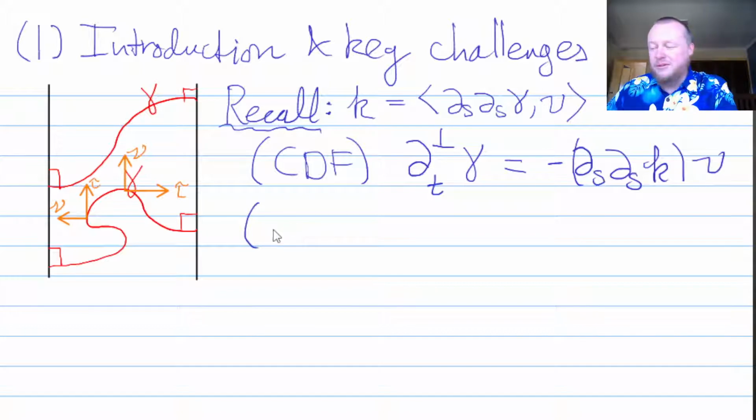The other flow is algebraically quite similar. Okay, so let me just introduce a little bit of shorthand here. We're going to use a subscript to denote the derivative, like this, k_s.